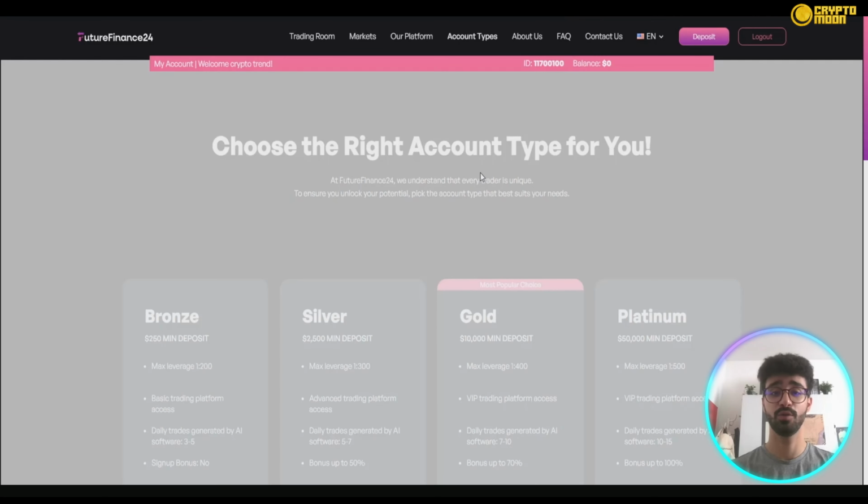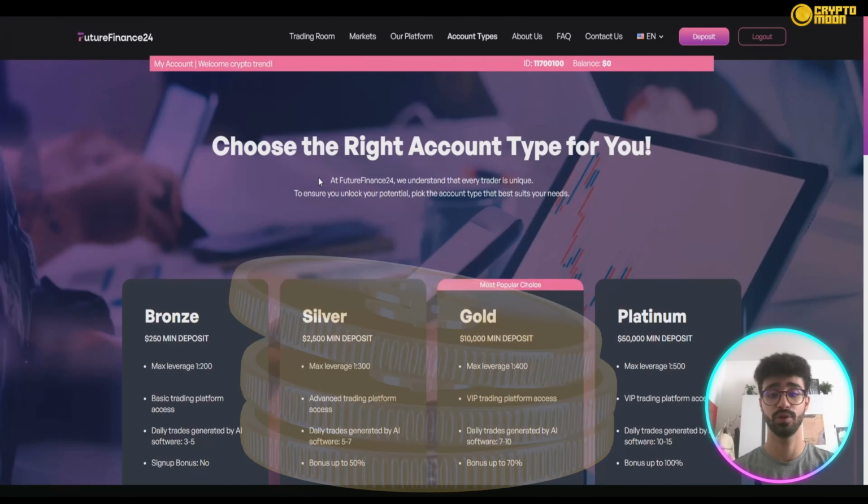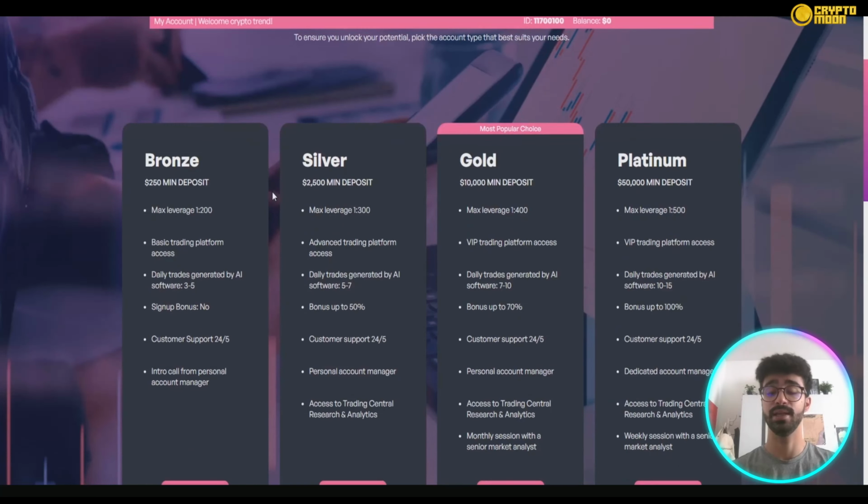And now we'll be going through different accounts on FutureFinance24. So there are 4 main accounts: bronze, silver, gold, and platinum. The bronze is from a $250 minimum deposit. The silver is a $2,500 minimum deposit. The gold $10,000, and the platinum is $50,000.